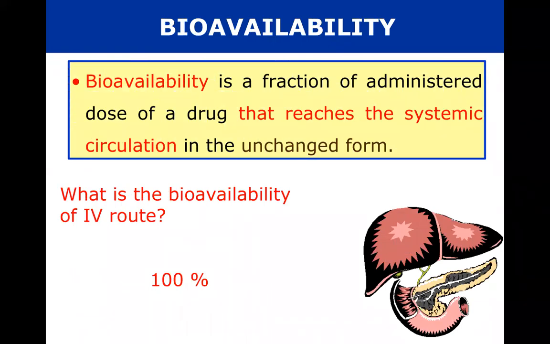Now we will talk about bioavailability, which is the fraction of the administered dose of a drug that reaches the systemic circulation in unchanged form. As you know, not all the dose administered will reach the systemic circulation. So the fraction that reaches the systemic circulation, we call it the bioavailability. So the bioavailability of IV administered drugs will be 100% because we administer the drug directly to the final target, which is the intravascular compartment.